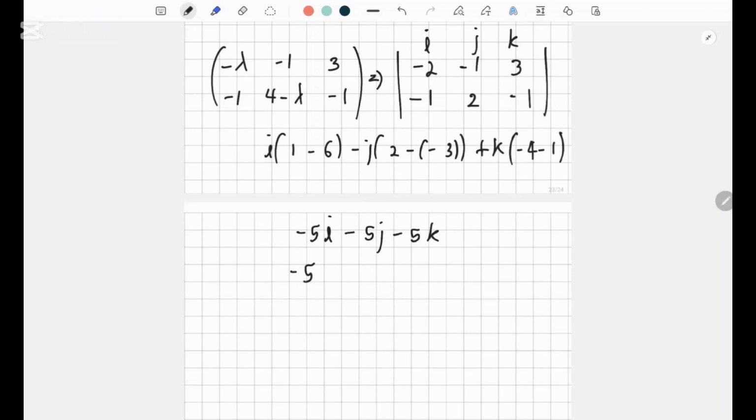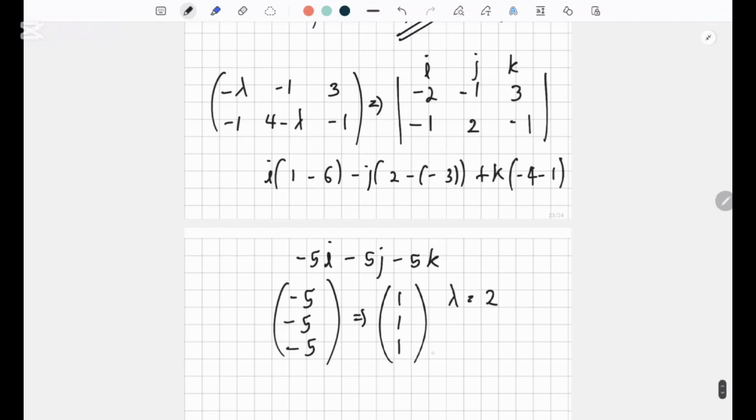So you can write minus 5, minus 5, minus 5. You can see minus 5 is common. You can divide every term by minus 5. So it's 1, 1, 1. This is your eigenvector for lambda equals 2. Easy, right?